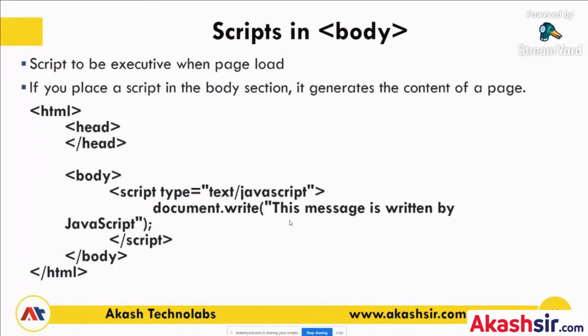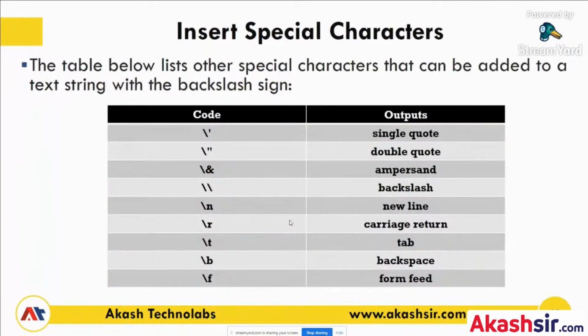If you want to print a message on your screen, with the help of document.write we can print a message in our website. These are some special characters. The table below lists other special characters that can be added to a text string with a backslash sign. For example, if you want to print a new line, or something in double quotes or single quotes, then you have to follow these characters.